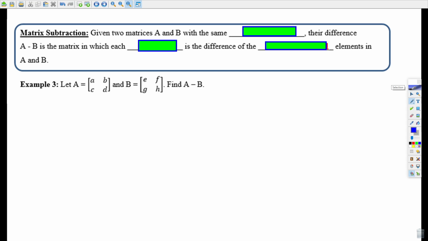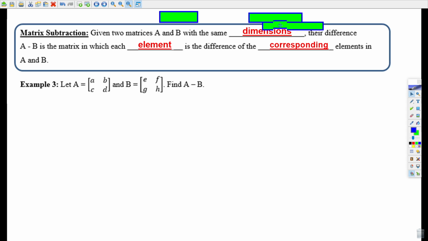Okay, moving on to subtraction. This is literally no different. You have to have the same dimensions. Their difference, A minus B, is a matrix in which each element is the difference of the corresponding elements. Just subtract the two that are in line.